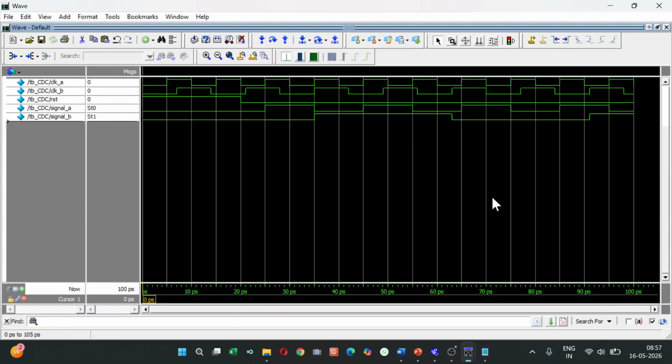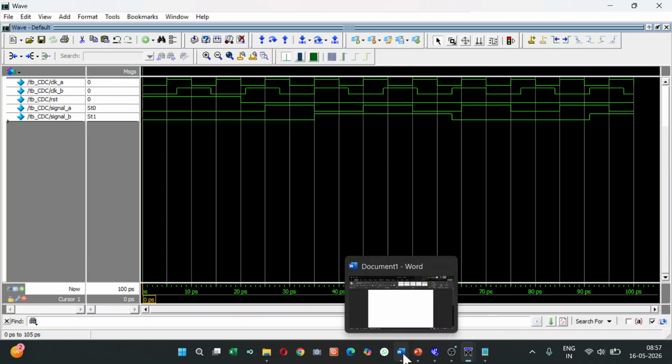Why is everyone panicking about CDC, which means clock domain crossing? Actually, CDC is the most important part in the VLSI industry, and today we will learn about what CDC is and why it destroys hardware. Okay, so let us start.